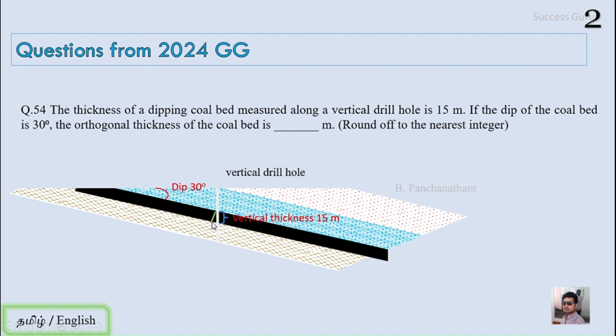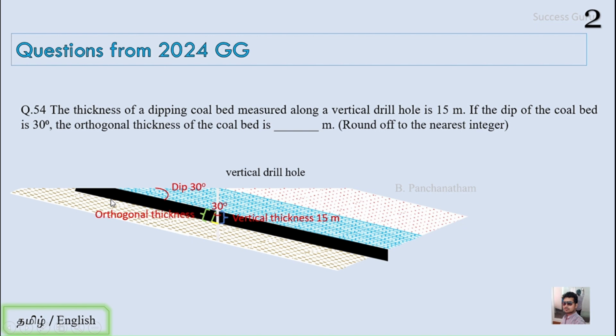This is the orthogonal thickness, and if you connect these two lines, they form a right angle triangle, because this is perpendicular to the bedding plane and this is parallel to the bedding plane. So this is 30°, and this will also be 30°, right? So we have a right angle triangle with one angle and one known side, and we have to find the other side.